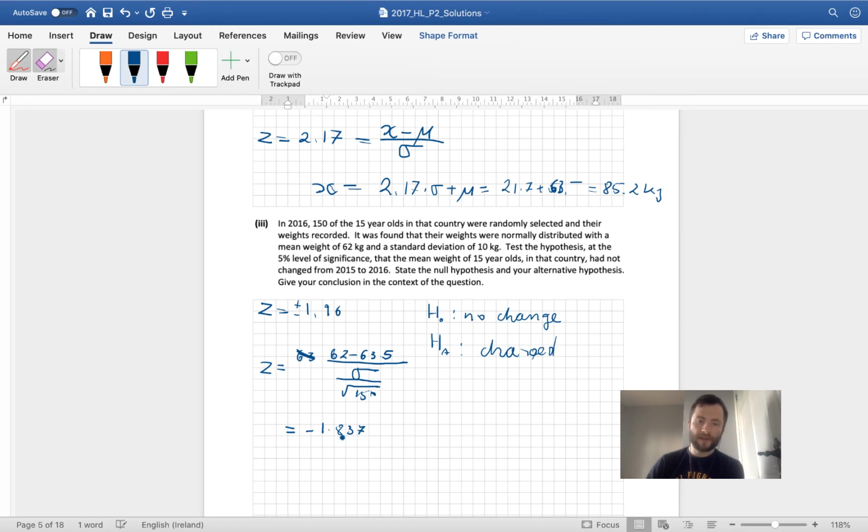So based on that z-score, because minus 1.837 is actually greater than minus 1.96, I can state that I do not reject the null hypothesis, because there is not sufficient evidence to reject it, which in other words means that there is no change in weight.